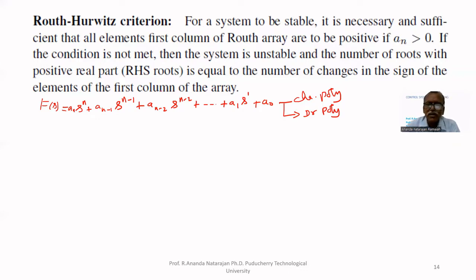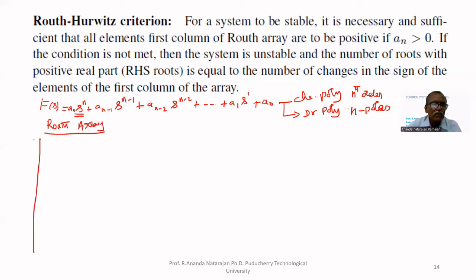This is the given characteristic polynomial or denominator polynomial. It is nth order, because of s power 5, that's why nth order. How many poles will be there? N number of poles will be there. To find whether the poles are on the right hand side or not, we have to form the Routh array. How to form the Routh array?